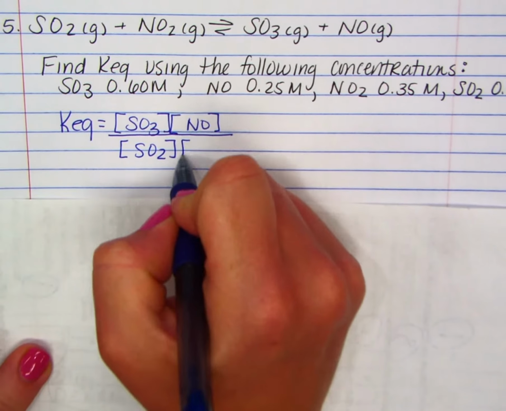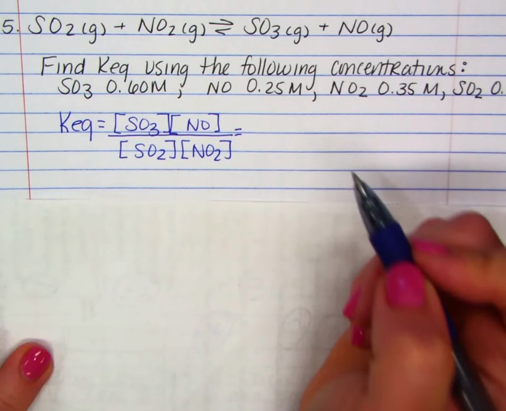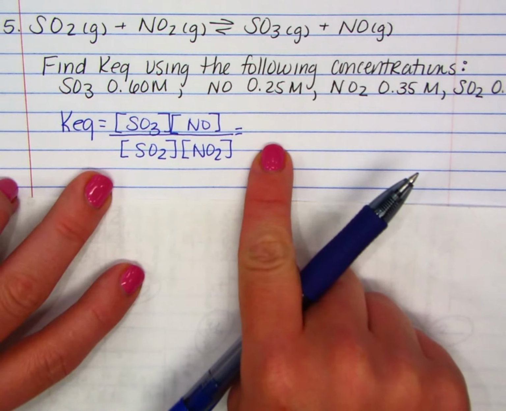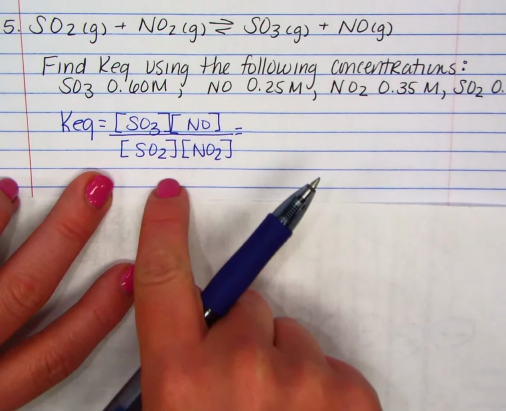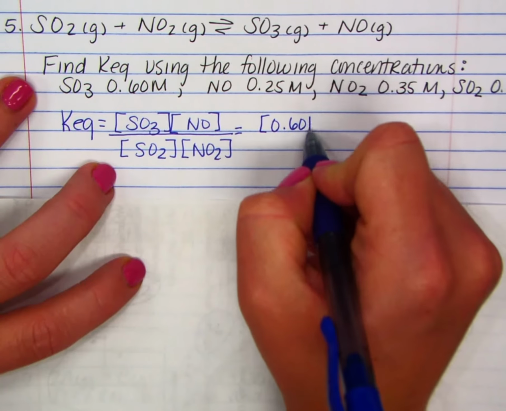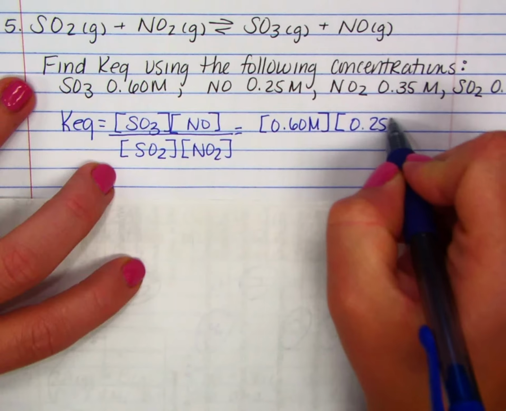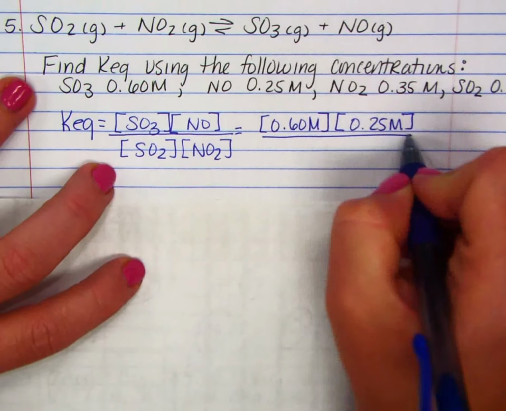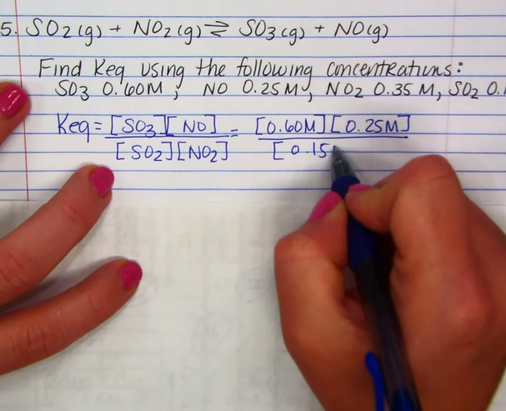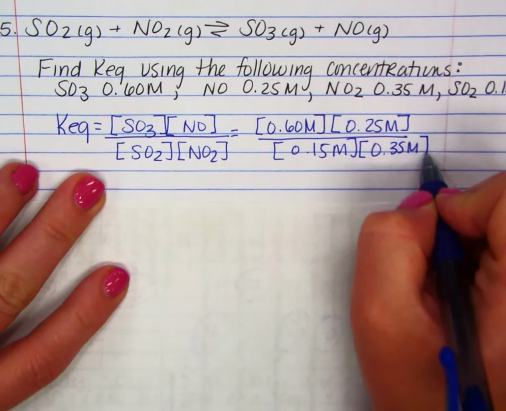SO2 reactant and NO2 reactant. Okay. Now I can plug in. It's always easier and best to write this out and then plug in as opposed to just try to look at it, figure it out without writing this out. So SO3, 0.60 molar. NO is 0.25 molar over SO2, 0.15 molar, and NO2, 0.35 molar.